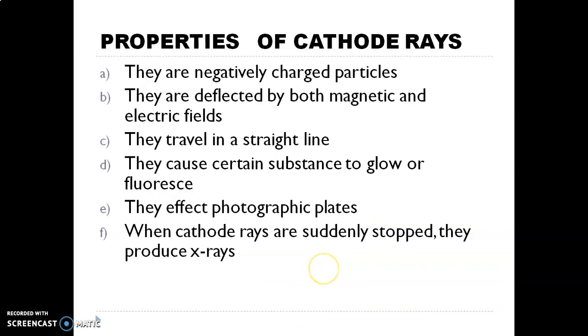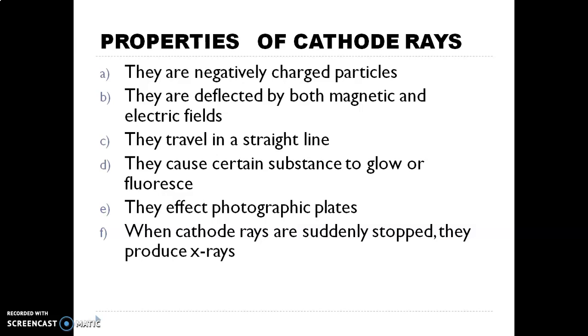Now let's look at the properties of cathode rays. Cathode rays are negatively charged because they come from the cathode, so these are negatively charged particles. They can be deflected by both magnetic and electric fields. Since they are negative, they are affected by both magnetic and electric fields. They can travel in a straight line, as you have already seen, they are moving in a straight line.